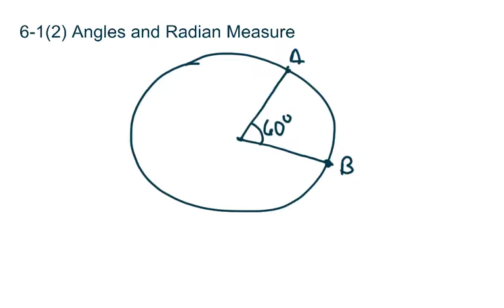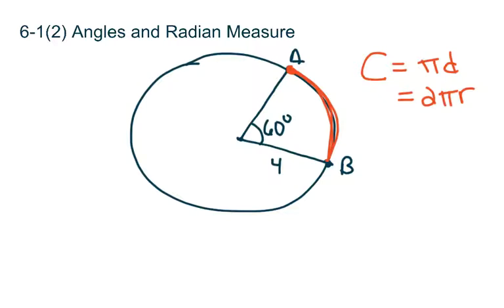In geometry, after we talked about the fact that the circumference of a circle was pi times diameter, or 2 times pi times radius, we started talking about, what if I only wanted to find a part of the circumference? We called it an arc length. So if I wanted to find just the length from A to B, I needed to know the angle between those two radii, and I needed to know the length of the radius.